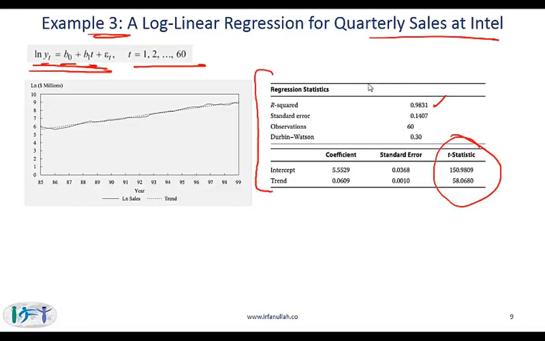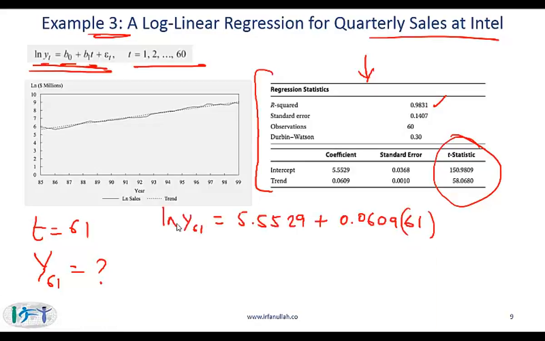So assuming this is true, and for now we will assume that this is good, here is what I want you to do. At t is equal to 61, what is the predicted value of the sales? Use the data given, the regression statistics given, and come up with this answer. Here is what you need to do. Recognize that this is the form of the equation. The natural log of y at time 61 is equal to 5.5529.